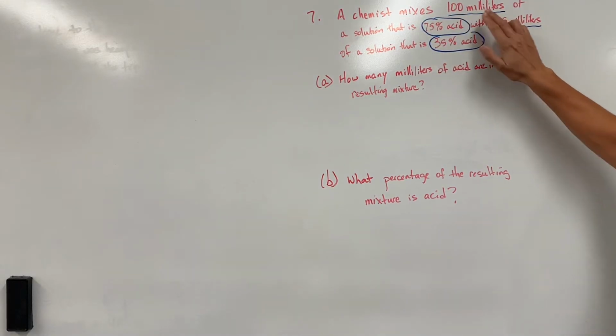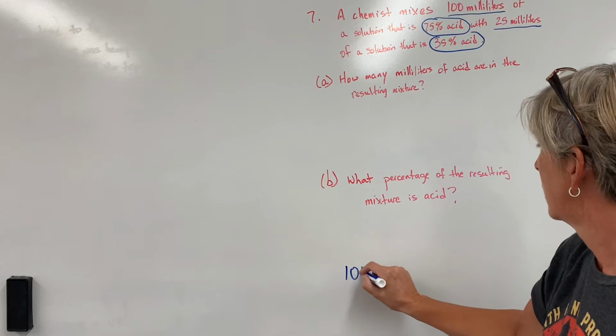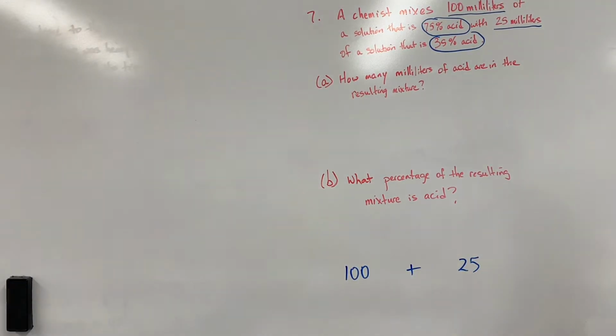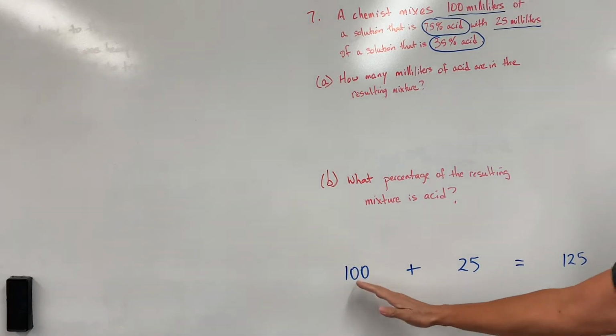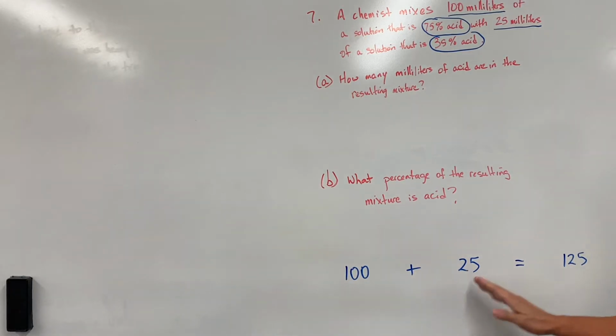But if I was just to ask you, well, what's happening with these two items? They're just putting them together. So I have 100 of those, and I'm adding that to 25 of the other. And to make this an equation, I would go together, that equals 125 milliliters of my solution. And most people are comfortable with this. I have 100 milliliters of something added to 25 milliliters of something, gives me a total of 125 milliliters of something.